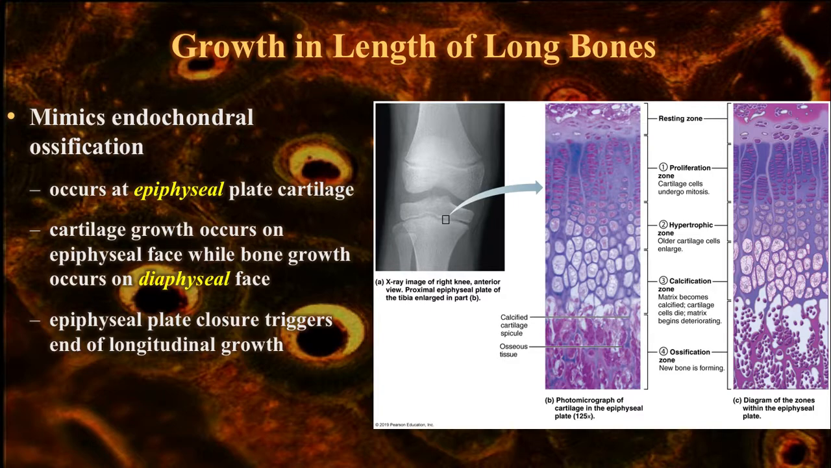Epiphyseal plate closure though. Over time, that cartilage growth slows down, and it slows down enough that the bone growth catches up to it. And that's going to close that hole, and it's no longer going to have hyaline cartilage there. It's going to be fully bone, because the bone has caught up with the cartilage. When that happens, your epiphyseal plate is no longer present, and that's the end of longitudinal growth, the end of your bones lengthening. And when that happens, you are as tall as you will ever be.